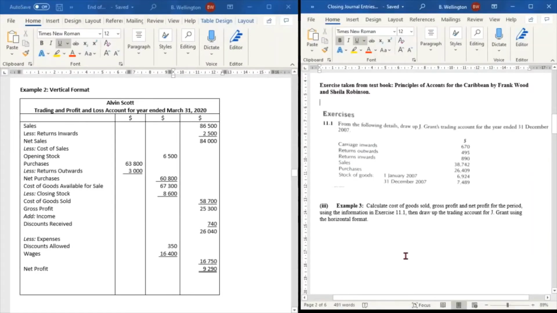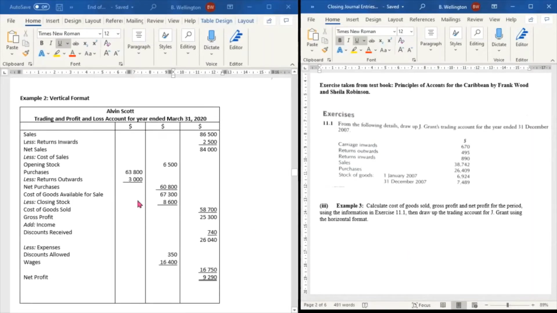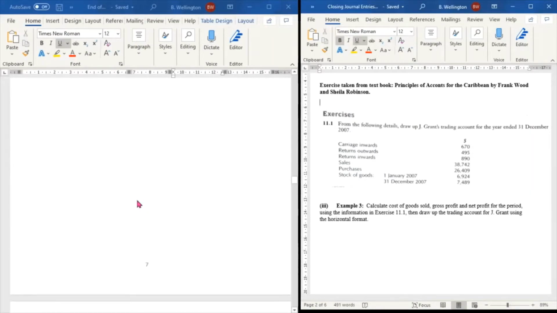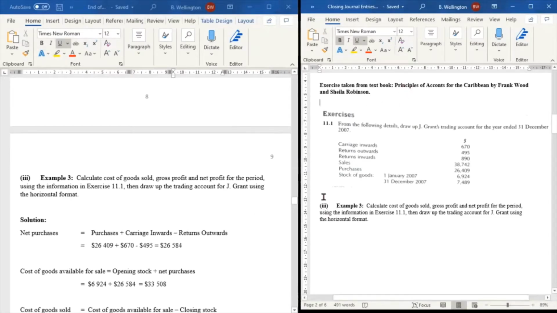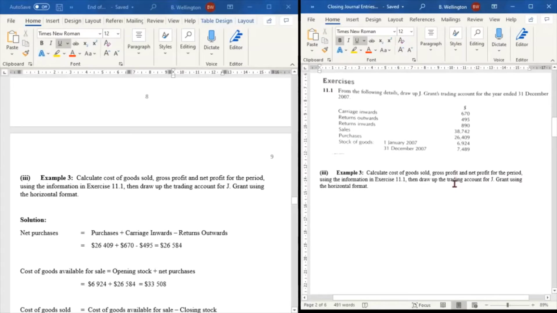We're looking at an example, an exercise taken from your textbook, The Principles of Accounts. It says, from the following details, draw up J. Grant's trading account for the year ended 31 December 2007. And you're given some balances. Now let's make it a little more interesting. Let us show our calculations for the cost of goods sold, gross profit, and net profit for the period.